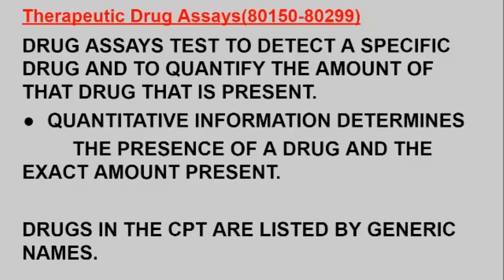So let's talk about therapeutic drug assays. Drug assays test to detect a specific drug and to quantify the amount of that drug that is present. Quantitative information determines the presence of a drug and the exact amount present. Drugs in the CPT are listed by generic names. They're not listed by their official names. It's generic names.